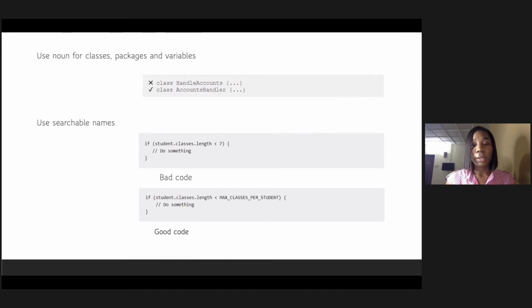So we can see here that the length of the student is actually less than 7. But what exactly does 7 mean? So for variables like this, it's always good to have them as constants and give them variable names. So you can see here that 7 actually represents your math classes per student. And it just makes it more readable and more meaningful for any developer to understand.